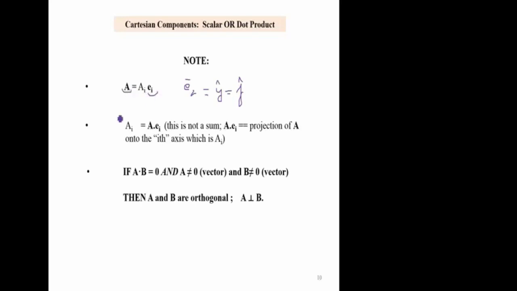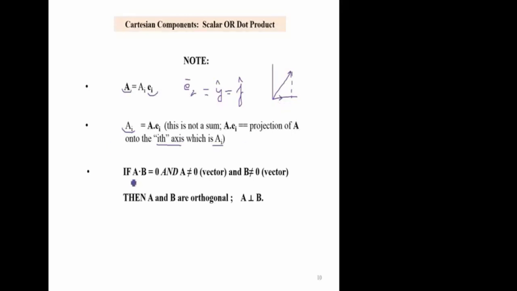If you take the vector A and dot it into the unit vector that corresponds to i, that will give you A sub i. Realize this is not a sum, this is the projection of A onto the ith axis, and that's what we call A sub i. So if you wanted to, you could draw this out. Look at a vector A, take a unit vector, say in this direction. The x component, or this component of A, is equal to the dot product of A times the unit vector.